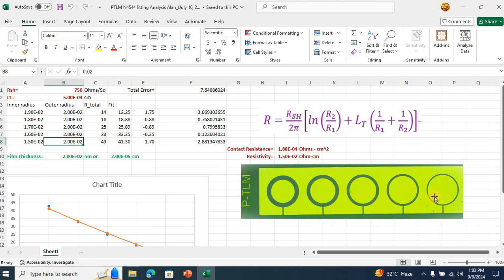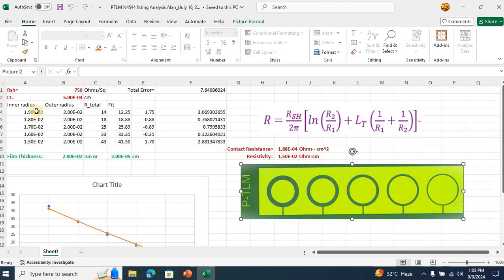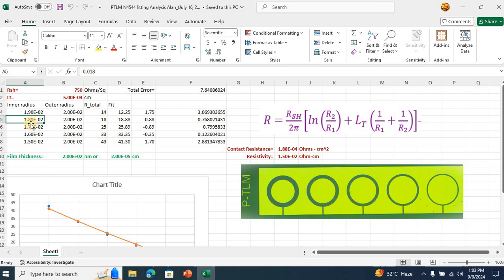Similarly, for the inner radius, the first contact has an inner radius of 190 micrometers, 180 for the second one, 170 for the third one, 160 for the fourth one, and 150 micrometers for the fifth one. This column corresponds to R1 in this equation, and this column corresponds to R2. As I discussed, we know the value of 2 pi for each of the 5 data points. We know the value of R1, we know the value of R2, etc.